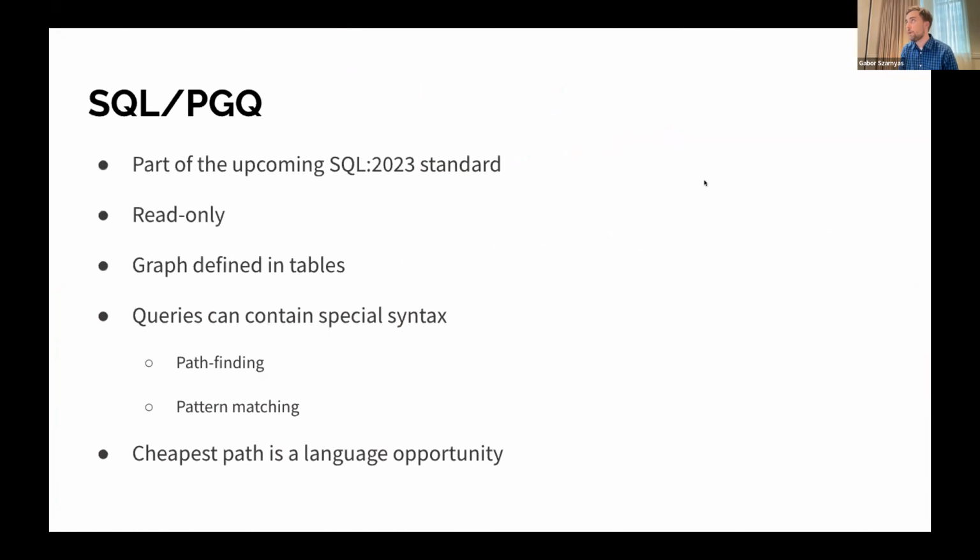So I don't think I need to explain too much, but SQL PGQ is going to be part of the upcoming SQL 2023 standard. It's a read-only version, where graphs are defined in terms of tables, and the queries contain special syntax. What's really unique is the pathfinding and the pattern matching in SQL PGQ. When I made these slides, I was still under the impression that the cheapest path was going to be in. But upon coming here, I heard that it's pushed to a later version of SQL PGQ. Still, it's part of what we implemented.